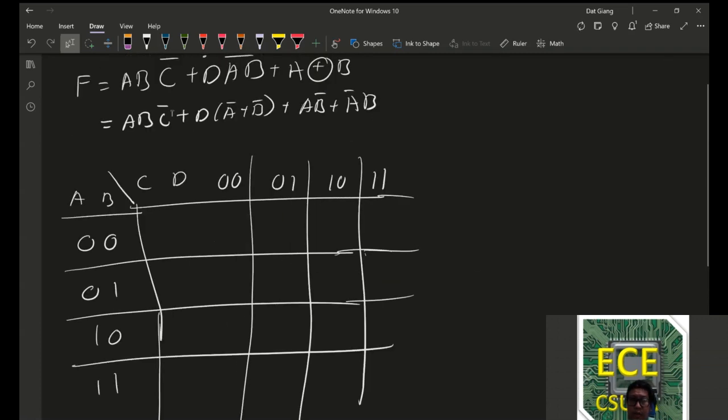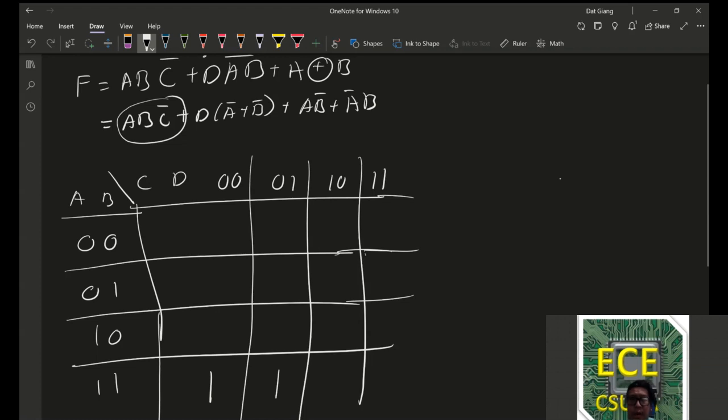Okay, so let us look at each part. A, B, and C complement. Anytime we see this part right here, we will write a 1 for it. So in this case, this is a valid 1, and this one's a valid 1. So we can pretty much stop there.